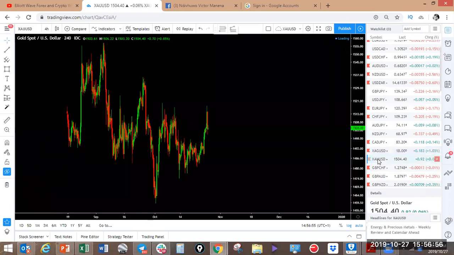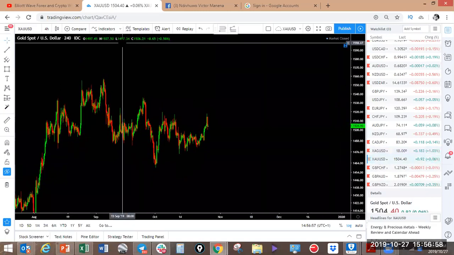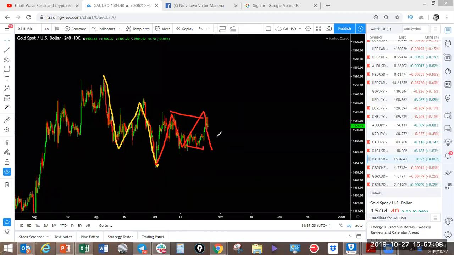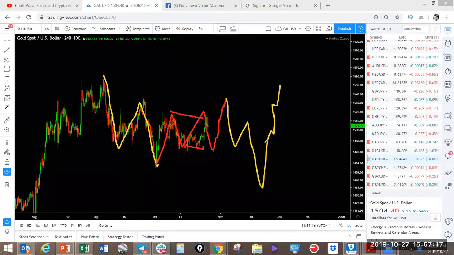Now gold is also the same structures, just slightly different. You've got 1, 2, 3. You've got 1, 2. This looks like it's going to make this structure here. It's going to come down. It can do this, and we get gold to give us another 3-wave structure before we get this. That will also be a WXY structure.